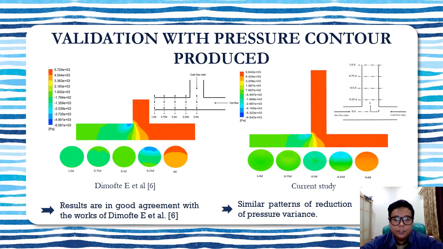So next is the validation with the pressure contour produced. Our project shows the pressure profile contour and it was compared to the De Mofter result, and it was clearly seen that the profiles obtained were fairly identical to each other. And since the flow pattern is within the acceptable range of the De Mofter result, the model is applicable to be used for further evaluation in this study. This model will be used for the intersecting mixing T simulation.